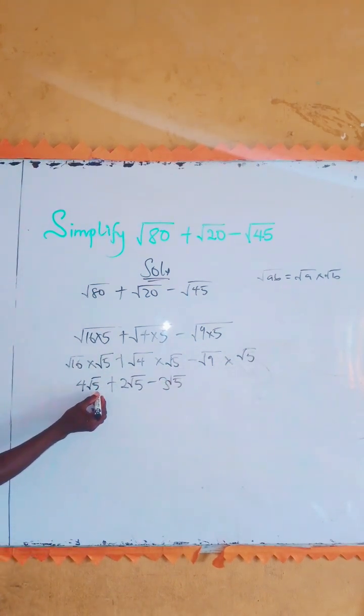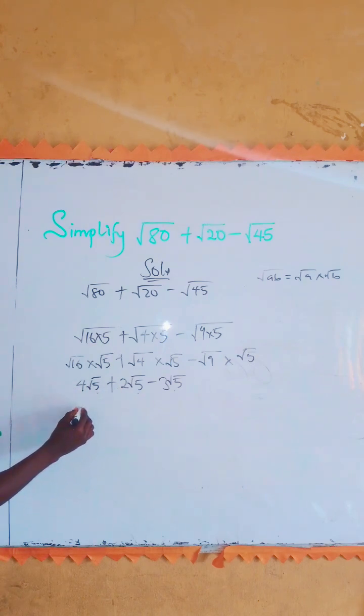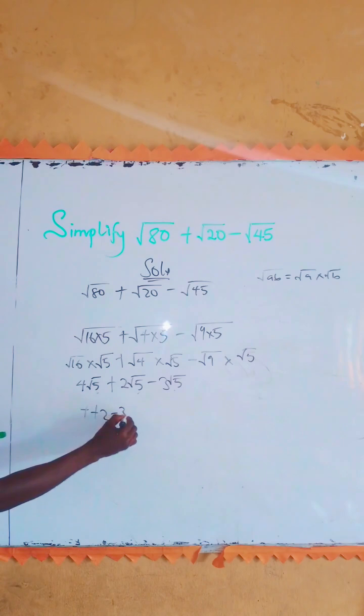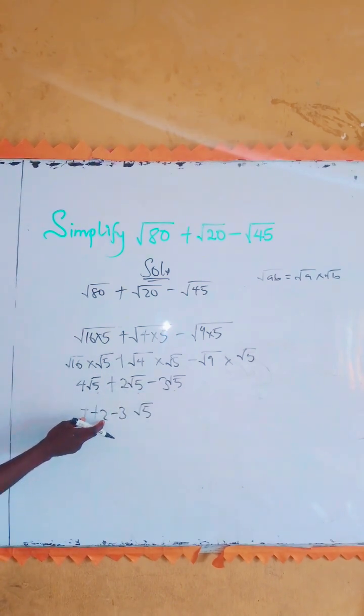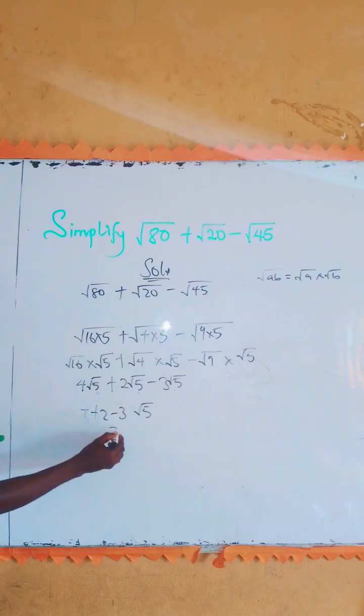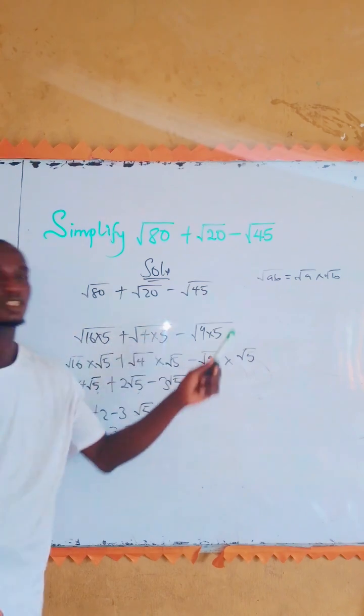Since all these have a common factor, root 5, we only need one of it. So it's going to be 4 plus 2 minus 3, root 5. 4 plus 2 is 6, and 6 minus 3 is 3. That gives 3 root 5. So when you simplify this expression, this will be our final answer.